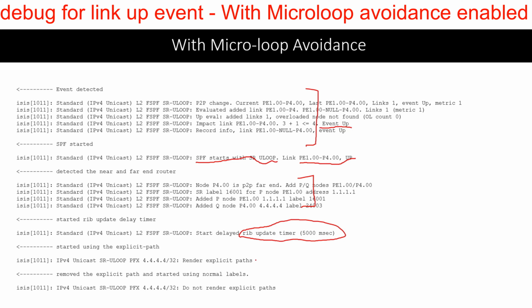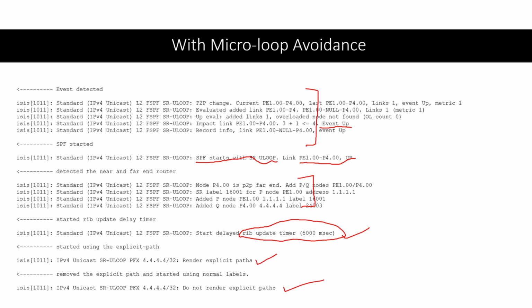and it pushes that particular traffic engineering path information to the FIB level, so that traffic can go via that traffic engineering tunnel, where it is trying to push the extra label on the packet. Once this timer is over, the routers remove that traffic engineering tunnel information from the FIB and push the normal path information. So this is how microloop avoidance works in the network.